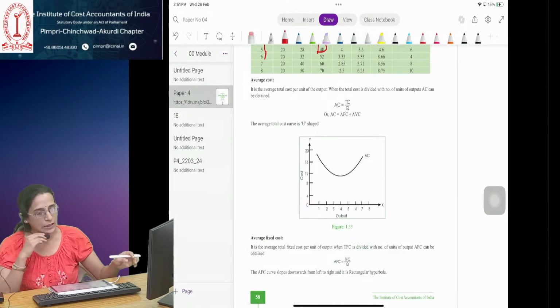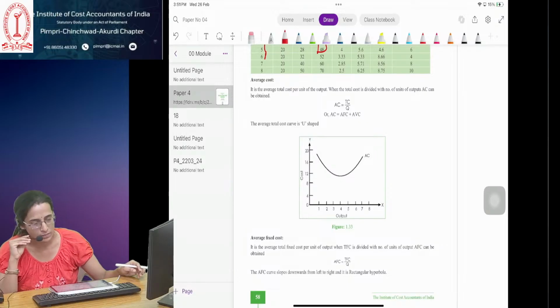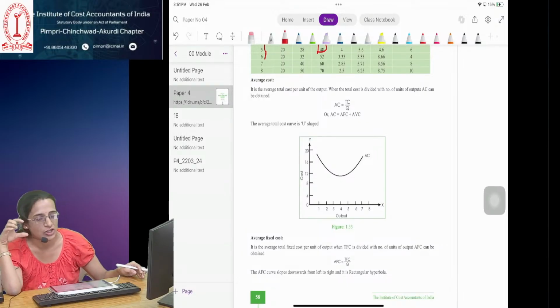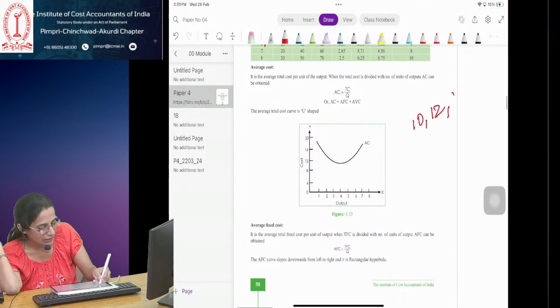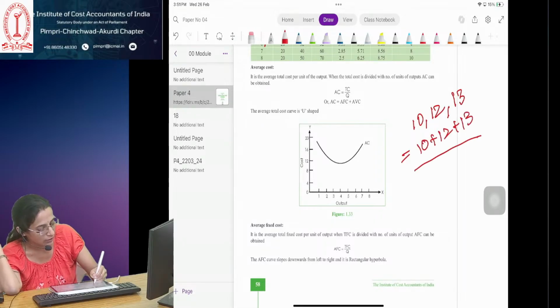Now we are seeing what is average cost. Why? See, what is average in normal terms? When we add up all the 3 numbers, if we have 10, 12 and 13, these three numbers, if we add up 10 plus 12 plus 13 and divide it by, how many are they? 1, 2, 3. Divided by 3, we'll get the average, that is 12.